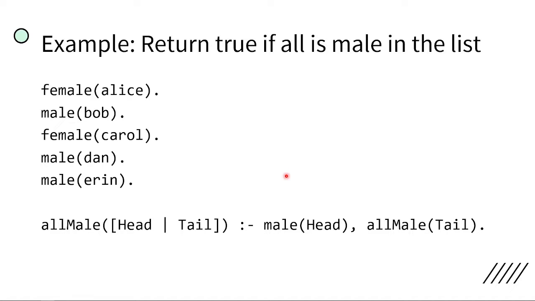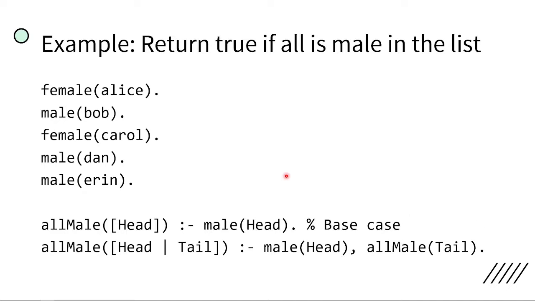In that case, we would define our base case as all male. However, it only has a head inside. It has no tail. We will not define a tail. And then, we just check if the head is male. So this would act as our base case.